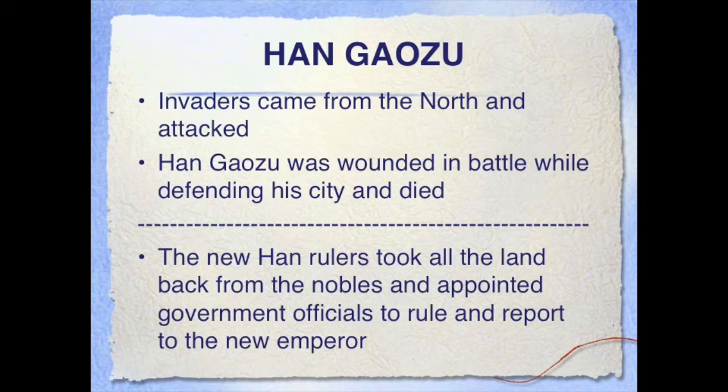So with a new dynasty leader, they decided to do things differently. Instead of allowing the nobles to govern their land, they took back the land from the nobles and appointed government officials to rule and to report back to the king. I'm sure the people under the new Han rulers were not happy that they changed things once again. Would you be happy if your land was taken back from you and you had to start over again with a new ruler?